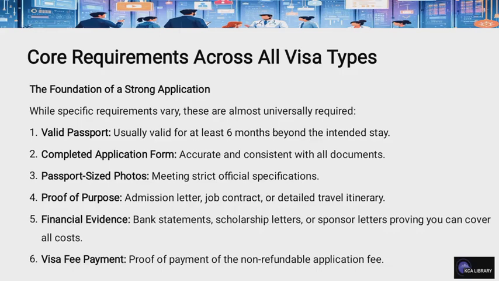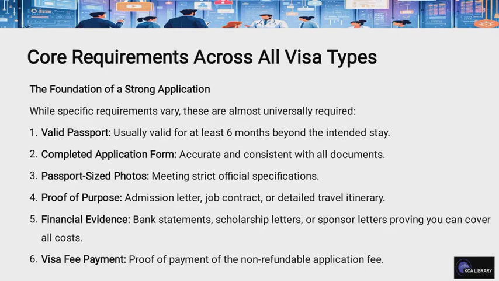What are the core requirements across all visa types? While specific requirements vary, these are almost universally required. The first requirement is a valid passport, which is usually valid for at least 6 months beyond the intended stay. The next is a completed application form, which is accurate and consistent with all documents. Another is passport size photos, which help in meeting strict official specifications.